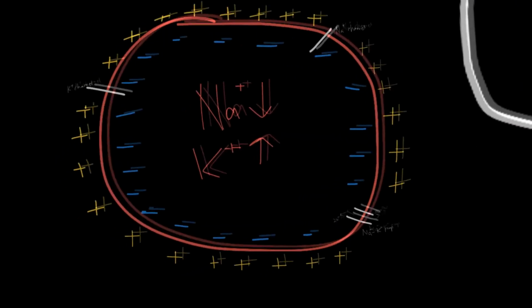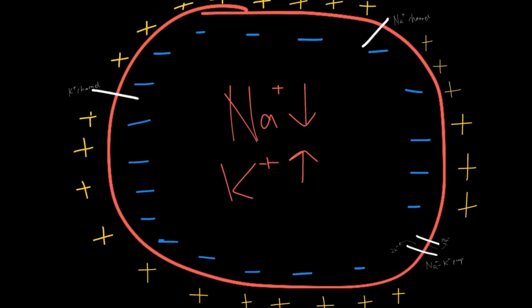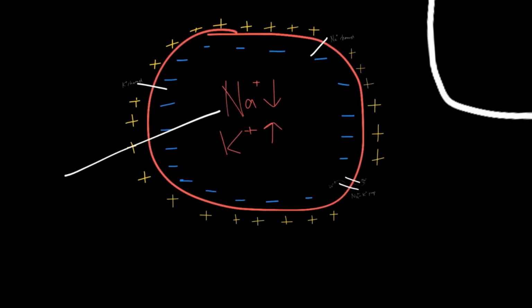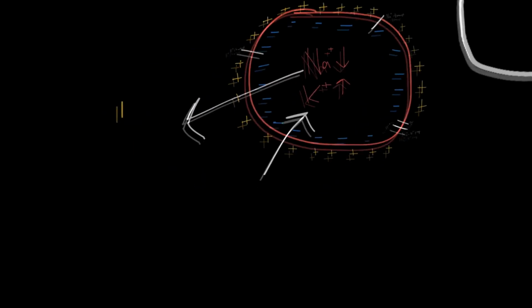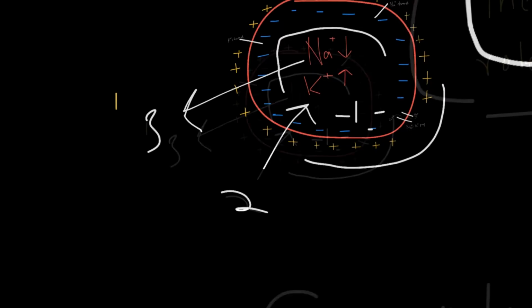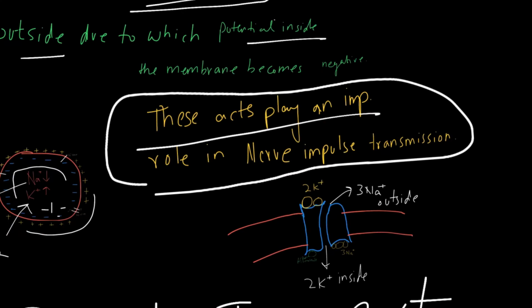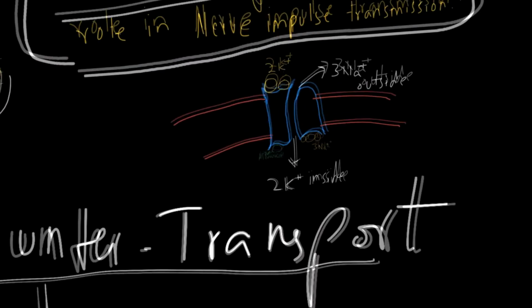So that we'll see here. For example, you see Na+ and K+. There are 3 Na going outside the cell and 2 K coming inside the cell. So 2 coming inside, 3 going outside. So there's a net -1 impact, right? So the potential of the inside membrane becomes negative, as I've shown right here, and the outside part becomes positive. And these pumps play an important role in nerve impulse transmission. So I'll show you right here.